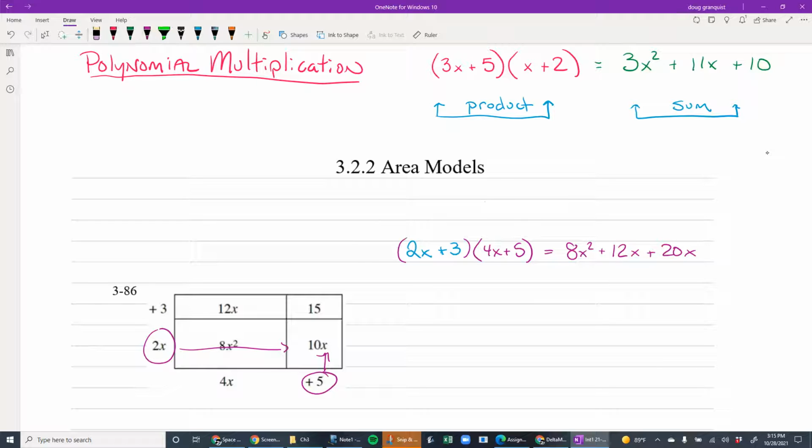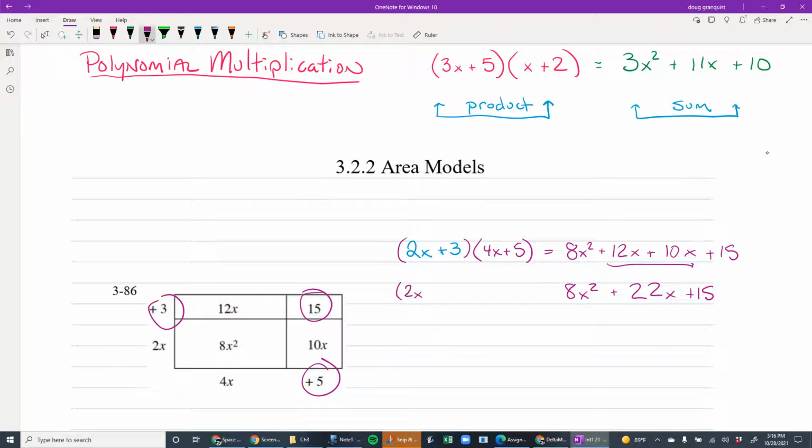Ooh, that's not 20x, that's 10x. And then the last thing we have is the 5 times the 3, which gives us 15. You might notice that there are two things that can be combined, so we should combine them as 22x. And so our result is going to look like this: 8x squared plus 22x plus 15.